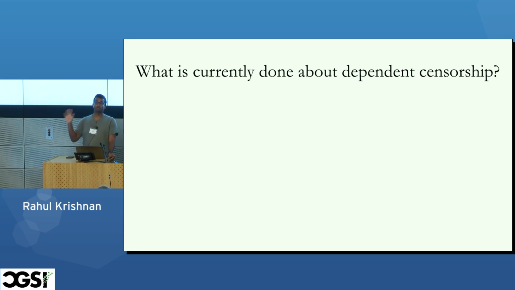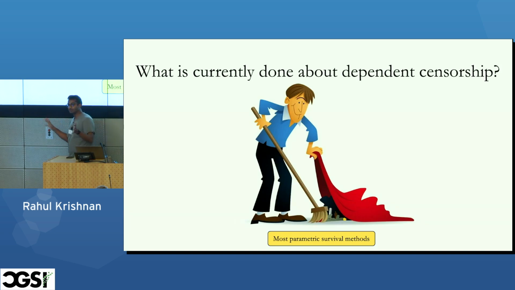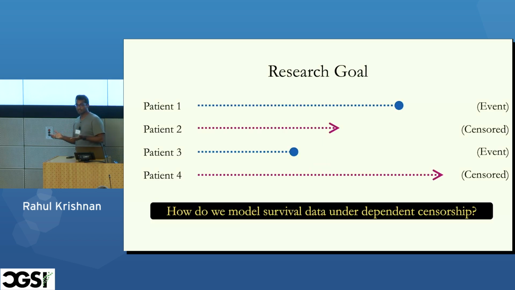So what do people do right now about dependent censorship? And I've definitely been guilty of this in past work, but this is a pretty accurate depiction of what a lot of methodological work might do when encountered with the problem of dependent censorship in survival analysis, which is to assume the problem away. So when Russ and I and Ali and Michael sat together to think about this problem, we were like, what can we do about this? This is a problem, people recognize it's a problem, but at the same time assume that it isn't a problem. So how can we think of modeling survival data under dependent censorship? That's going to be the bulk of what I talk to you about in the next 20 minutes.